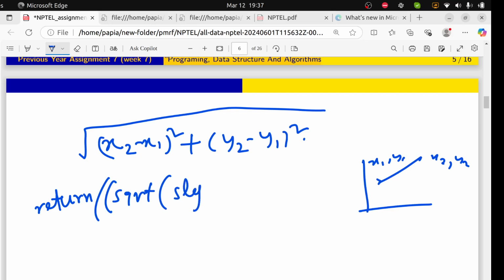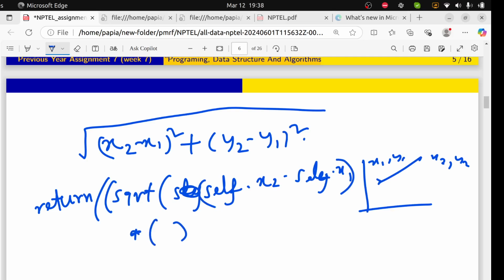Then there was self dot x2 minus self dot x1, then the same thing into the same thing, or star 2. Star 2 you can also do, or self dot x2 minus self dot x1 into self dot x2 minus self dot x1, that is also fine, no problem. Then there will be plus, then y2 minus y1, into y2 minus y1, then close the bracket.